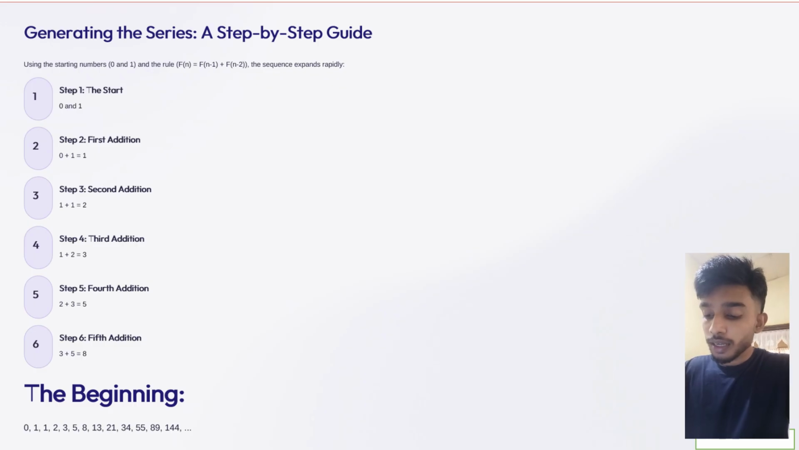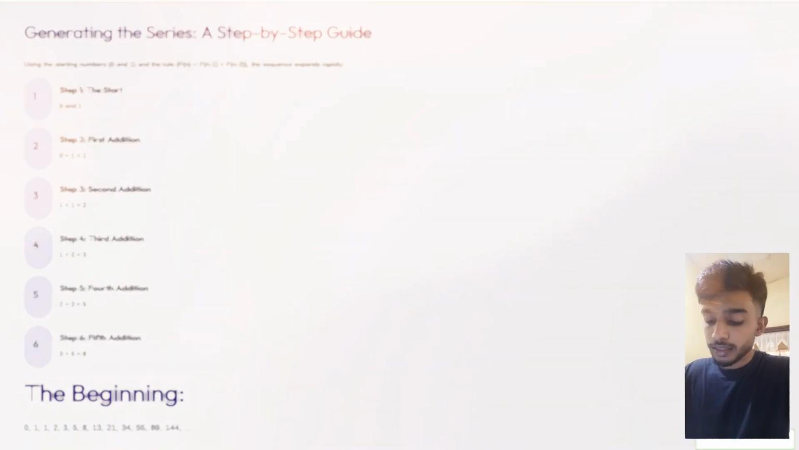Fourth step, add the last two numbers. The last two numbers are 1 and 2. Now the sequence is 0, 1, 1, 2, 3. This step continues infinitely. The fifth and sixth steps are the same process. Finally, the sequence looks like this.